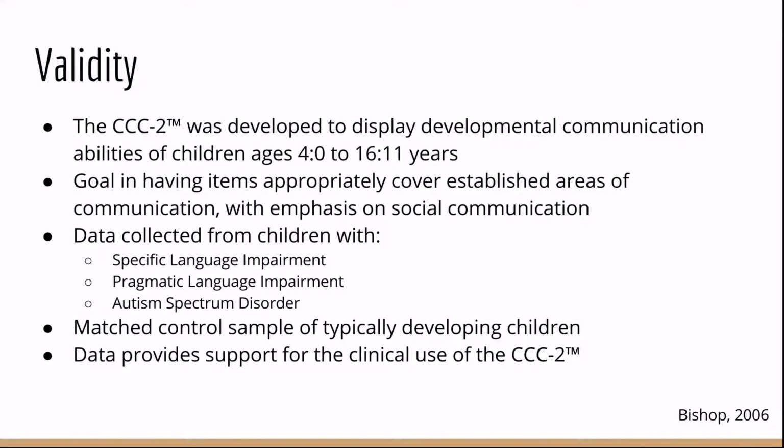The CCC-2 was developed to display developmental communication abilities of children ages 4 to 16 years and 11 months. The goal for this measure is to have items appropriately cover established areas of communication, with emphasis on social communication or pragmatics. The data for this measure was collected from children with specific language impairment, pragmatic language impairment, and/or autism spectrum disorders. The demographics for this clinical sample were matched to the control sample of typically developing children. The data collected supports the clinical use of the CCC-2.